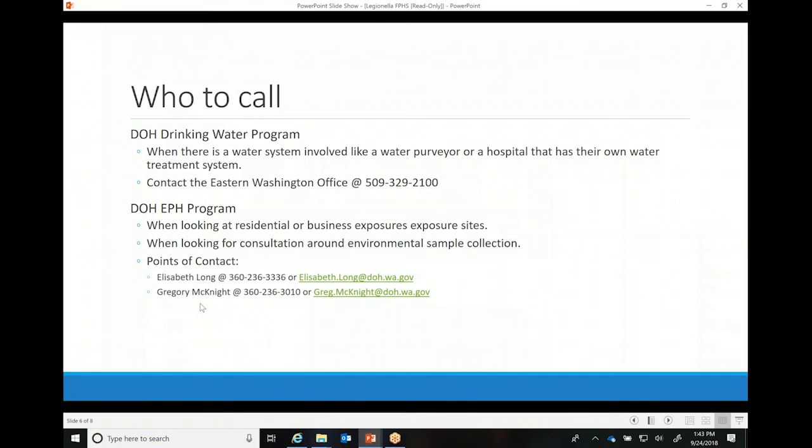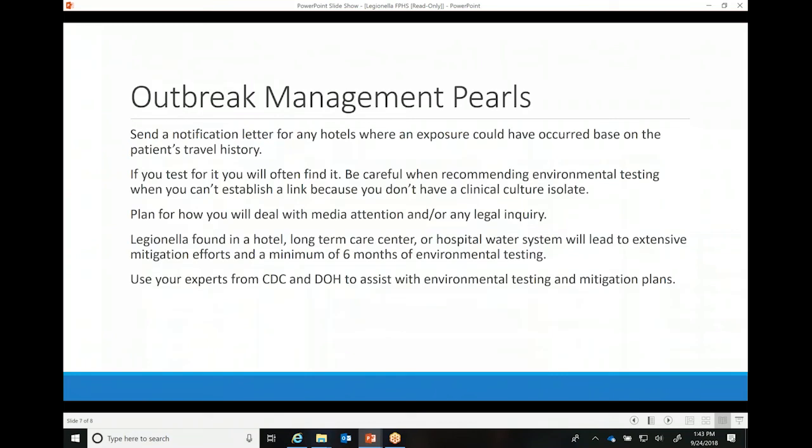So I listed some points of contact here for DOH in terms of some of their subject matter experts with the EPH program. So let's take a look at the next thing, which is just what I call some outbreak management pearls to help and keep in the back of your mind as you're looking at a Legionella case.